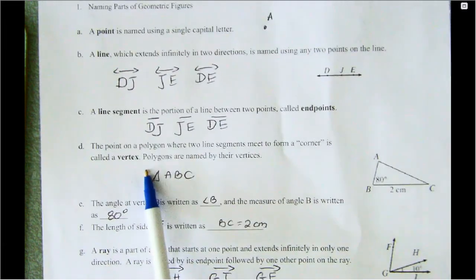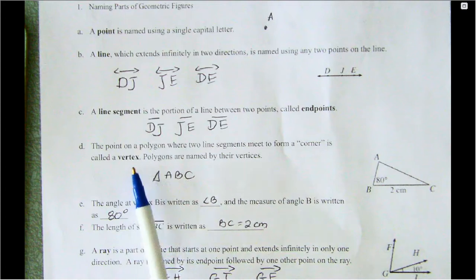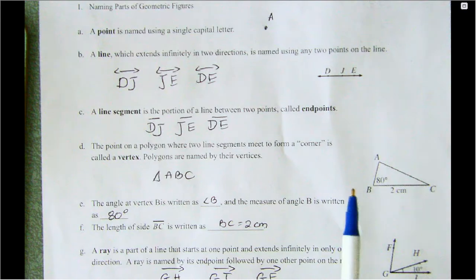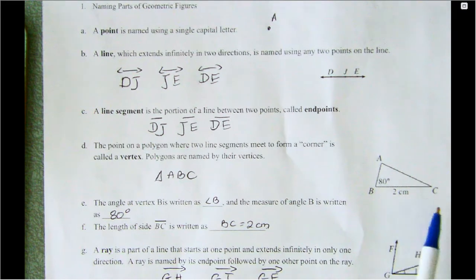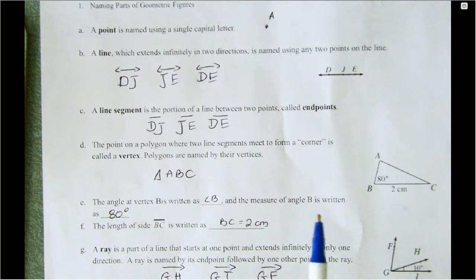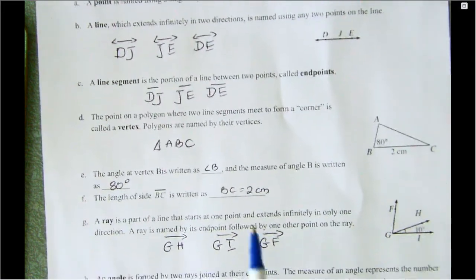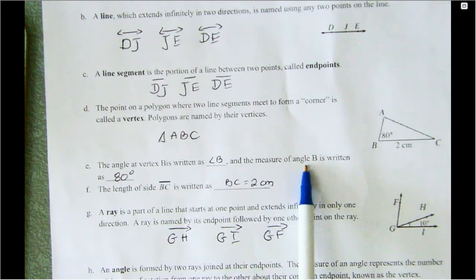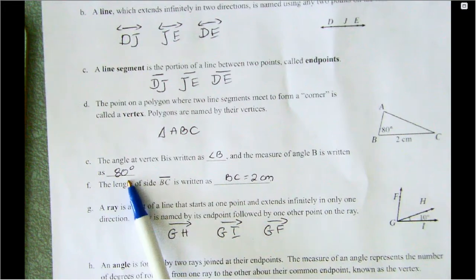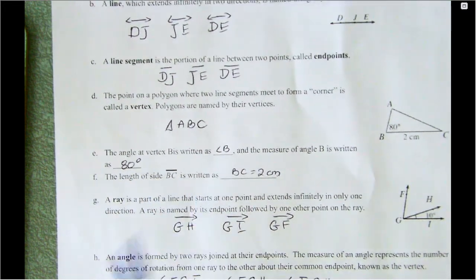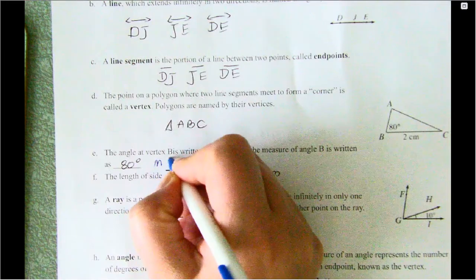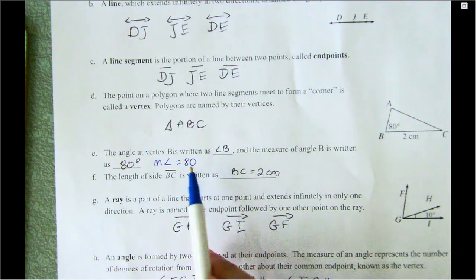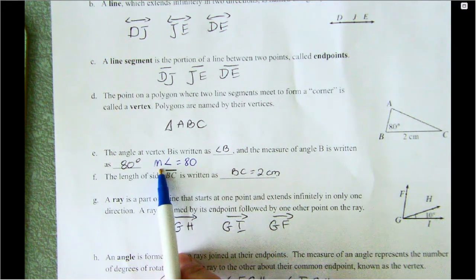Then we call the figure by the corners, by the vertices. So this is triangle ABC or triangle CBA or BCA or whatever way. Usually we try to go alphabetical order. So the angle at B is written as angle B, and the measure of angle B is 80 degrees. And we also write measure of angle B is 80. So to say it is angle B, but if we say measure of angle, we put M in the front.